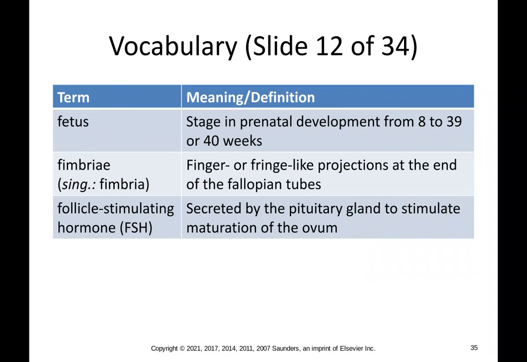Fetus. This is the stage in prenatal development from 8 to 39 or 40 weeks. Fimbriae, which is the plural. The singular would be fimbria. These are the finger or fringe-like projections at the end of the fallopian tubes. Follicle-stimulating hormone. This is secreted by the pituitary gland to stimulate maturation of the ovum, FSH.